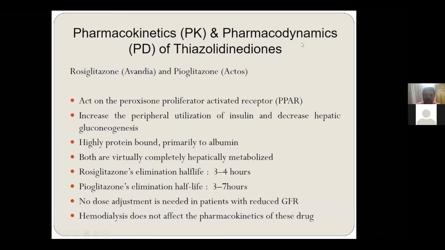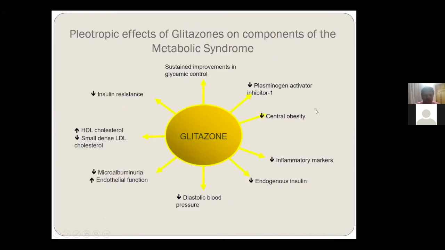The other drugs which people use in CKD patients are thiazolidinediones, basically rosiglitazone and pioglitazone, and they activate the PPAR gamma receptor and increase the peripheral utilization of insulin and decrease the hepatic gluconeogenesis. It is highly protein bound, bound to albumin, and rosiglitazone and pioglitazone have a half-life of about 3 to 4 hours, or 3 to 7 hours. There is no dose adjustment required when the kidney function goes down, and hemodialysis does not affect the pharmacokinetics. It can be used in that situation also. There are multiple pleiotropic effects, especially in the metabolic syndrome.